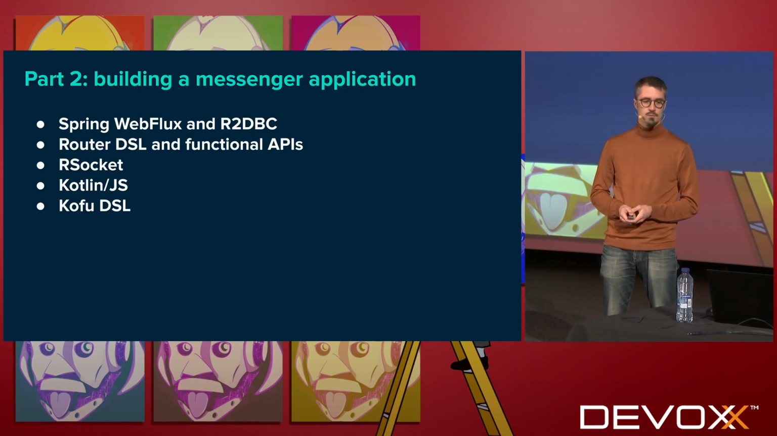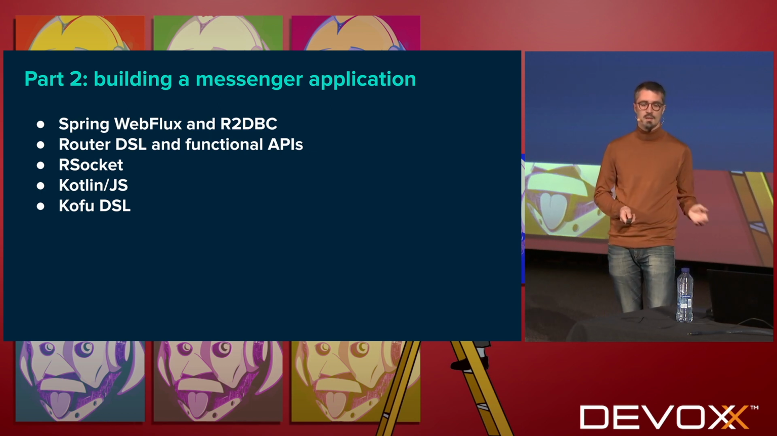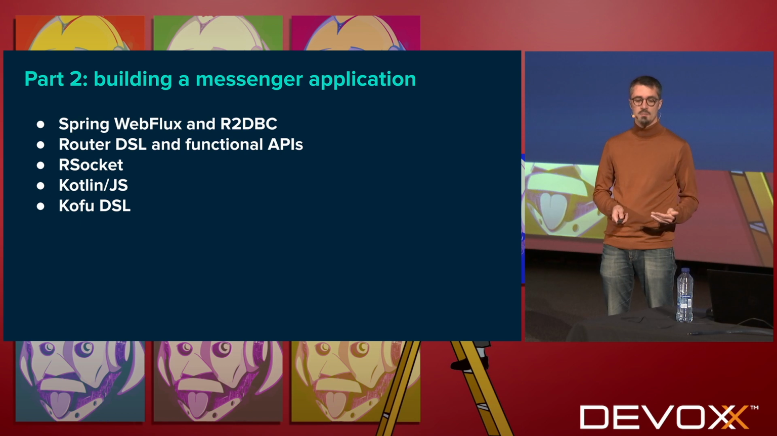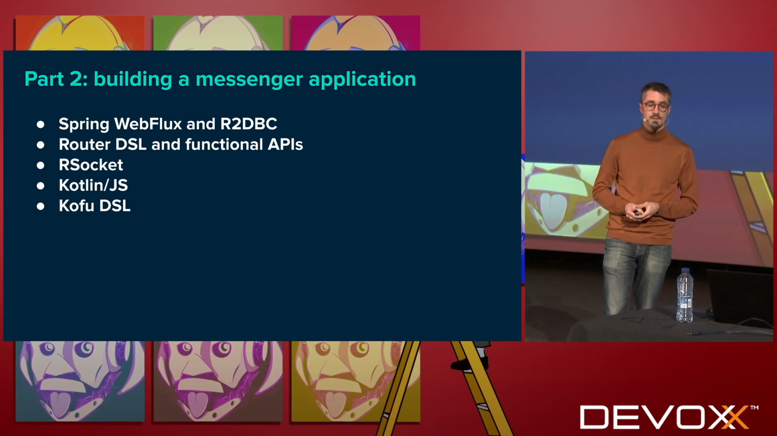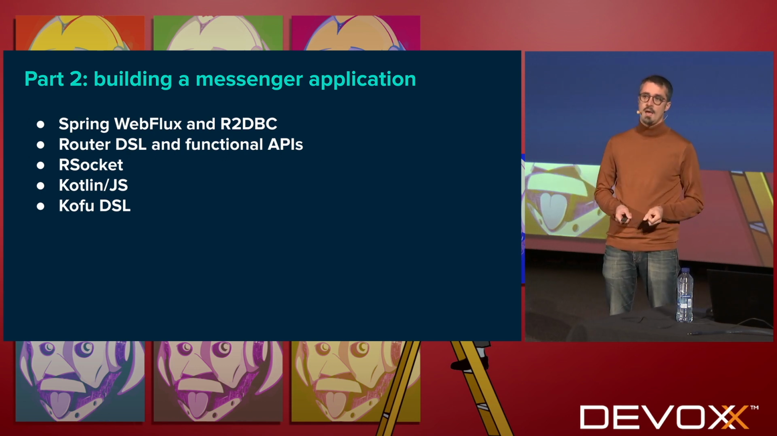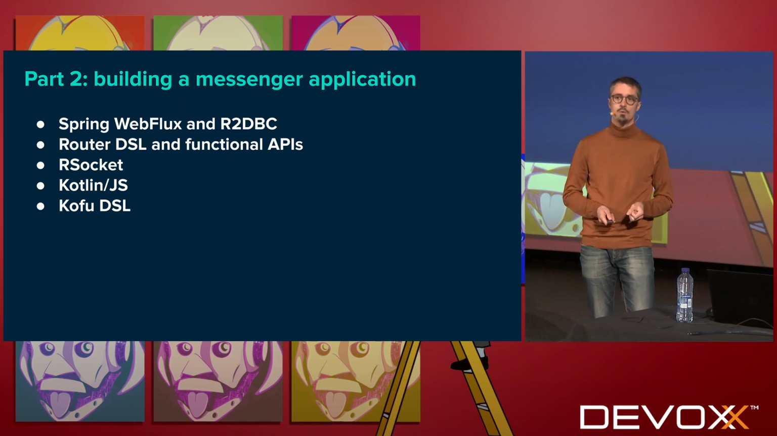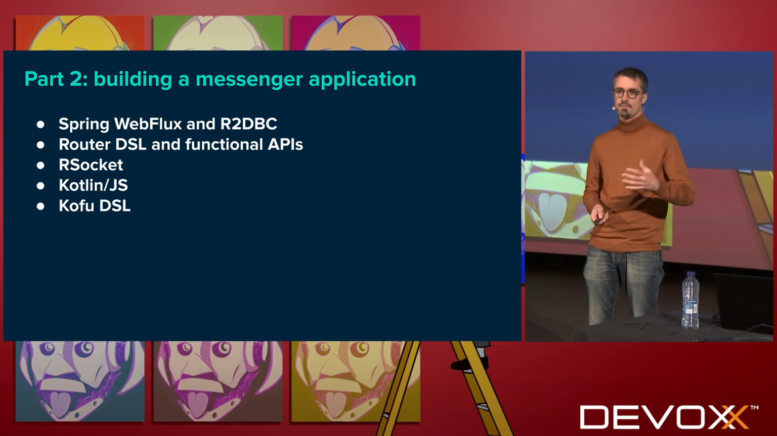And in part 2, we are going to build an application with all these things in various steps. So we are going to start building an application with Spring WebFlux and R2DBC with the Coroutines API. We are going to have a look at the Router DSL and the functional API as well. We will introduce RSocket support. We will develop the front-end not with JavaScript or TypeScript, but with Kotlin JS. And that will be for us the opportunity to have a look at the Kotlin multiplatform support. So we will share some code between backend and front-end.